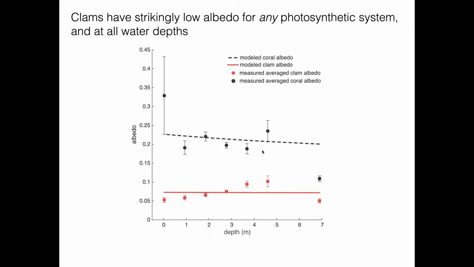And then if you compare to coral in the same photographic transect, the corals look more like trees. So this albedo of 20 to 30% is what you would expect for temperate forest, for example. So that was pretty striking.